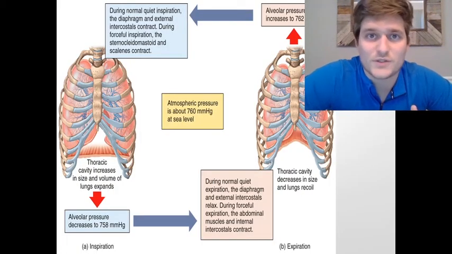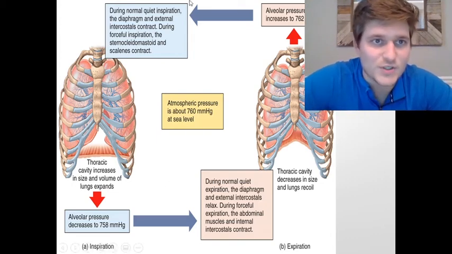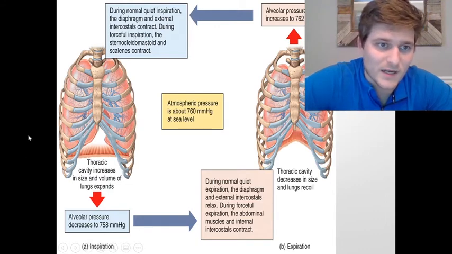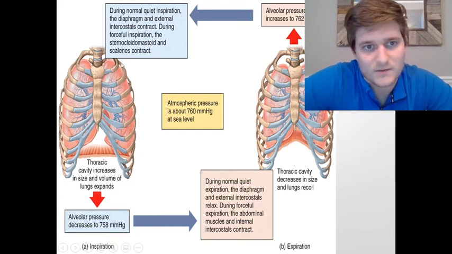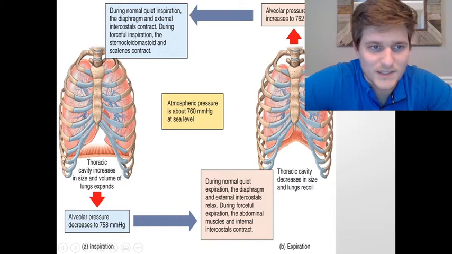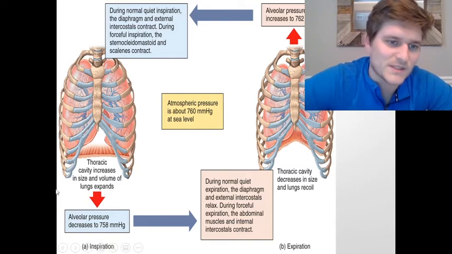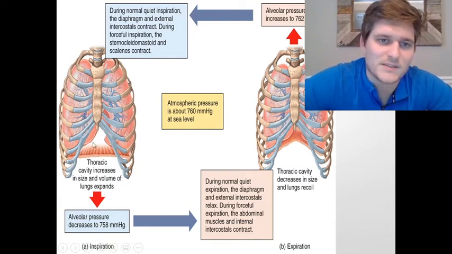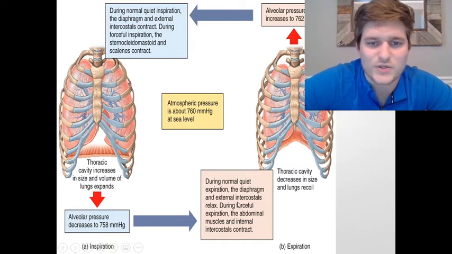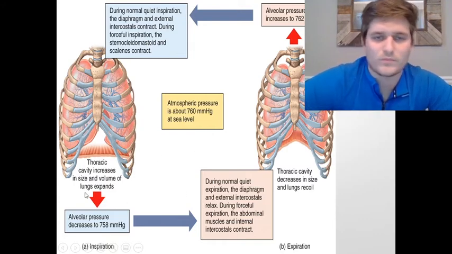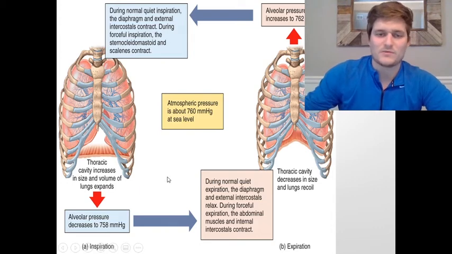This is one last figure just to help understand ventilation. When we are quietly breathing, the diaphragm and external intercostals will contract. This helps increase the thoracic cavity volume. That gets translated to the lung, and it also expands and increases its volume. That leads to a decrease in pressure of the alveoli. And once that alveolar pressure is less than atmospheric pressure, the air will go from the atmosphere into the lungs.